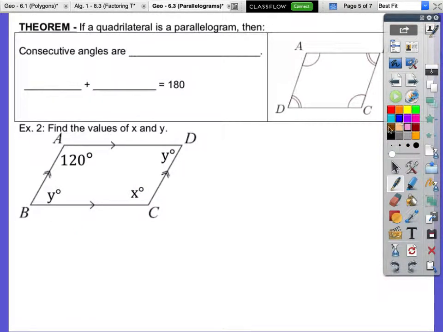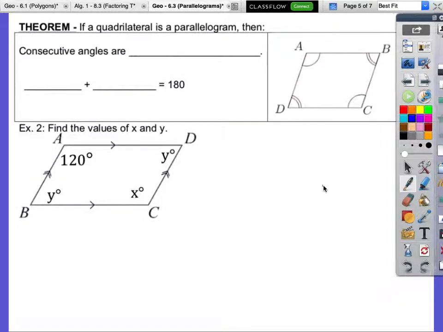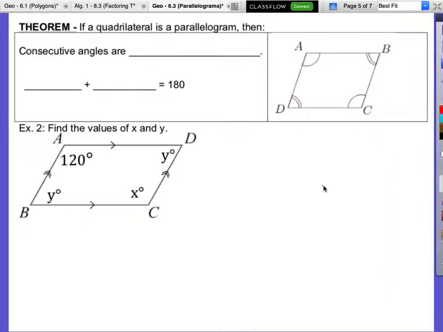Let's go on to another theorem. Right below this. Now this one's an if-then. If a quadrilateral is a parallelogram, then consecutive angles are supplementary. What's supplementary mean? Equal 180. They add up to 180.